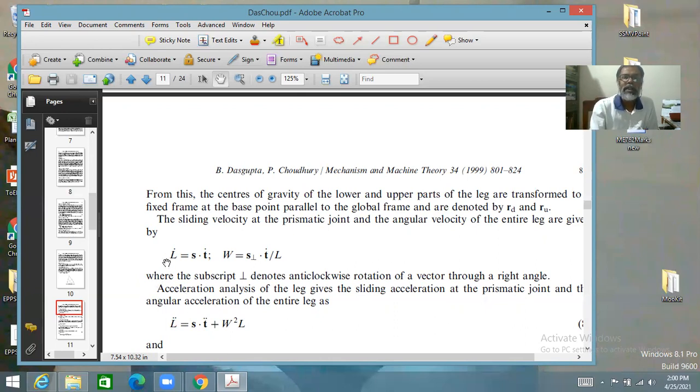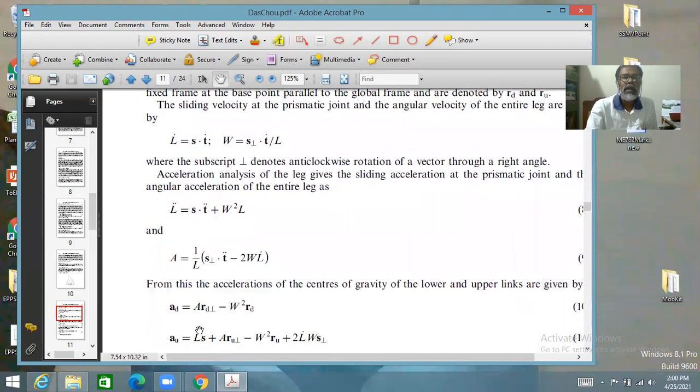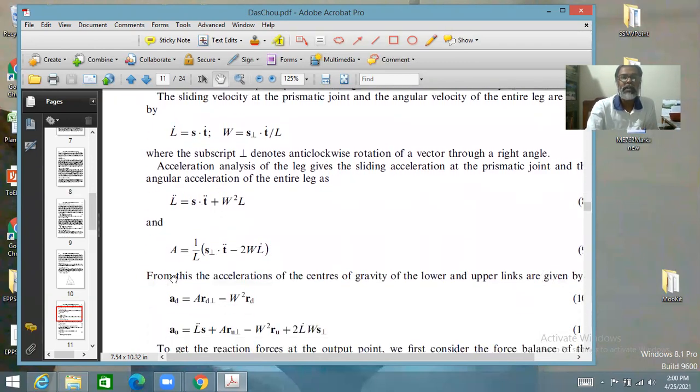And on this side, we have L, L dot, L double dot in terms of T, T dot, T double dot. Because in terms of T, we are basically going to develop the equations. They are the generalized coordinates. Now, kinematics is complete. Angular acceleration of the leg also we will need.